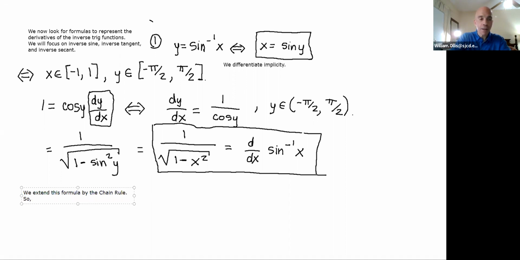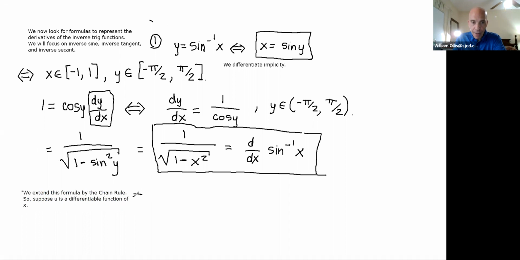So suppose, and we like to use u, suppose u is a differentiable function of x. So what we're seeing now is that this is going to pave the way for a much more generalized formula. So now what does this imply?